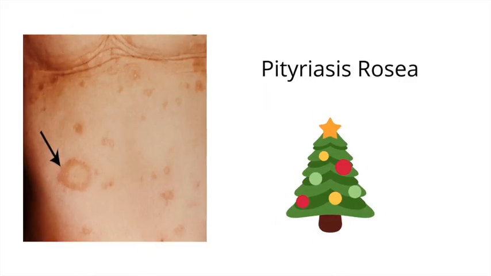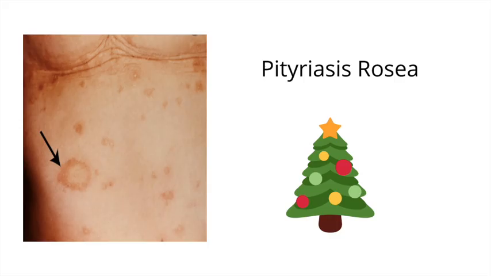Pityriasis rosea. So this usually starts with something called the herald patch, and that is what that arrow is highlighting. After the development of the herald patch, you can see development of clusters of small oval-like lesions, and they are oriented in a Christmas tree. That's why you see that lovely Christmas tree right there. So you can remember this association.